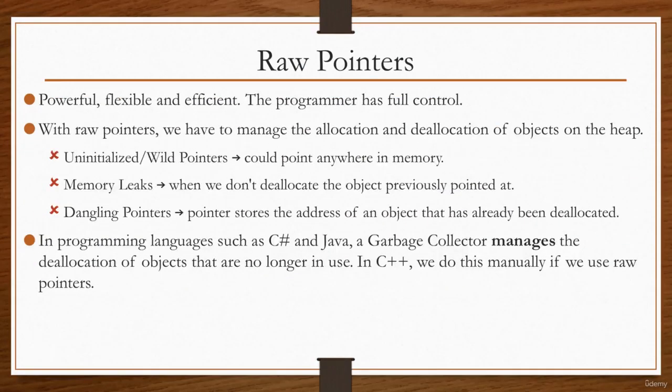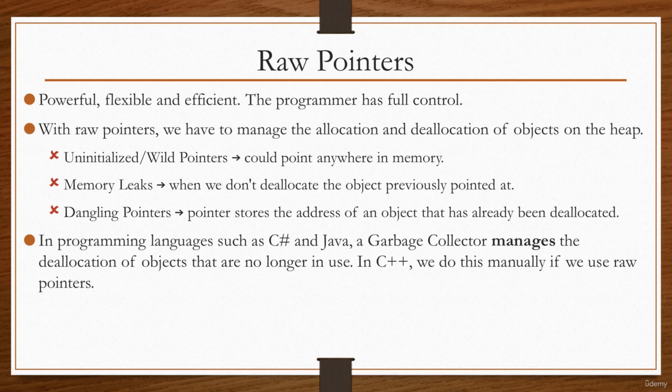This lesson is all about smart pointers, but I'll start off with a recap on the raw pointers, which are the pointers that we've been using so far in the course. Raw pointers are powerful because the programmer has full control. That is, the programmer has to manage the allocation and deallocation of the objects on the heap. While having the ability to manage memory directly can be powerful, it can also lead to all sorts of bugs and issues in our programs.